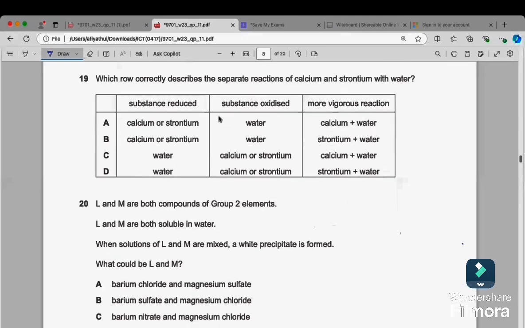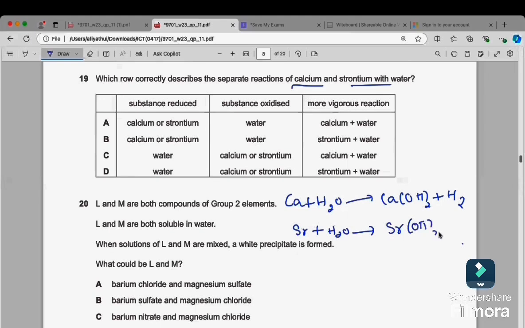Question number 19. Which row correctly describes the separate reactions of calcium and strontium? So when calcium reacts with water, you're going to get calcium hydroxide and hydrogen. At the same time, when strontium reacts with the water, you will get strontium hydroxide and hydrogen. Since strontium is below calcium, reactivity increases as you go down the group. So a more vigorous reaction should be for the strontium and the water.